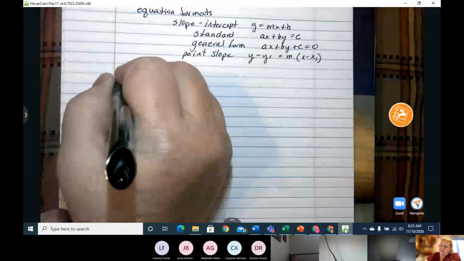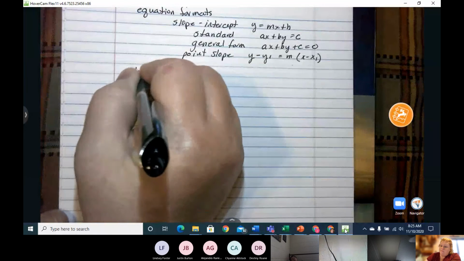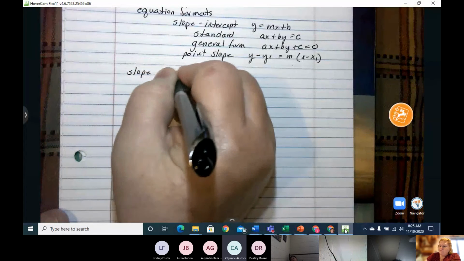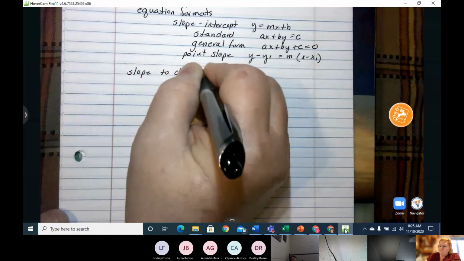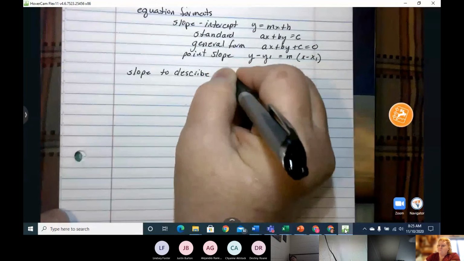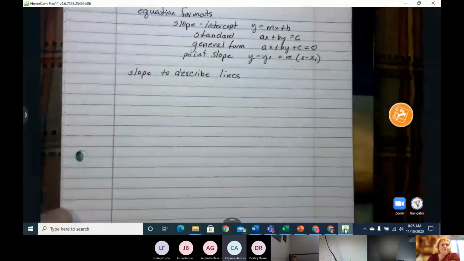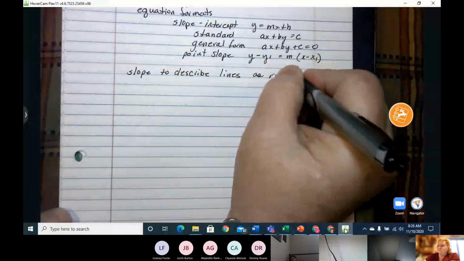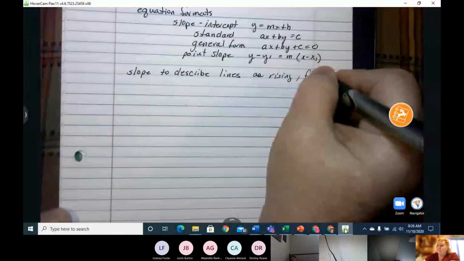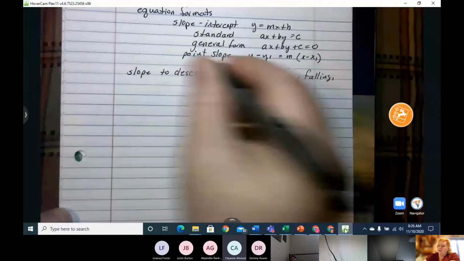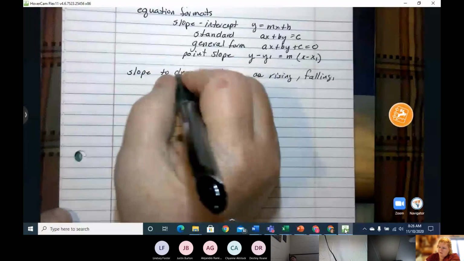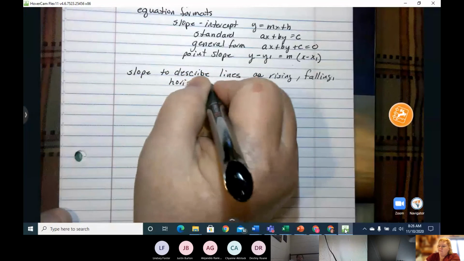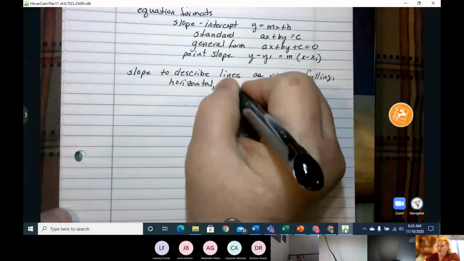Remember about the concept of slope, being able to tell... used to describe lines as rising, falling, as a horizontal line, as a vertical line.